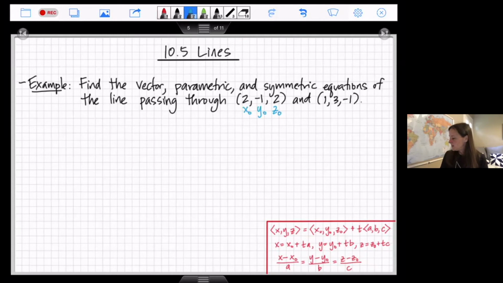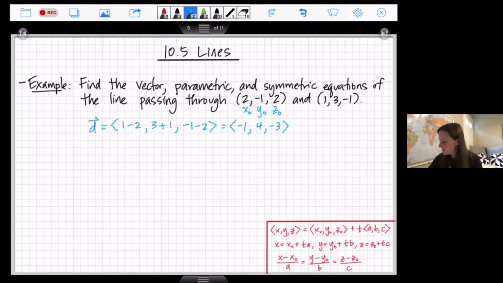All right, so I've got my points. Let's find our direction vector. That's just going to be the vector between these 2 points. And honestly, this is the one time it doesn't really matter whether you do PQ or QP, you'll still get the same line described in R3. But I'm going to stick with the way we usually do this, right minus left. So I'm going to say 1 minus 2, y coordinates 3 minus -1, z coordinates -1 minus 2, so -1, 4, and -3. All right, so that's our direction vector. That's going to be our A, B, C.